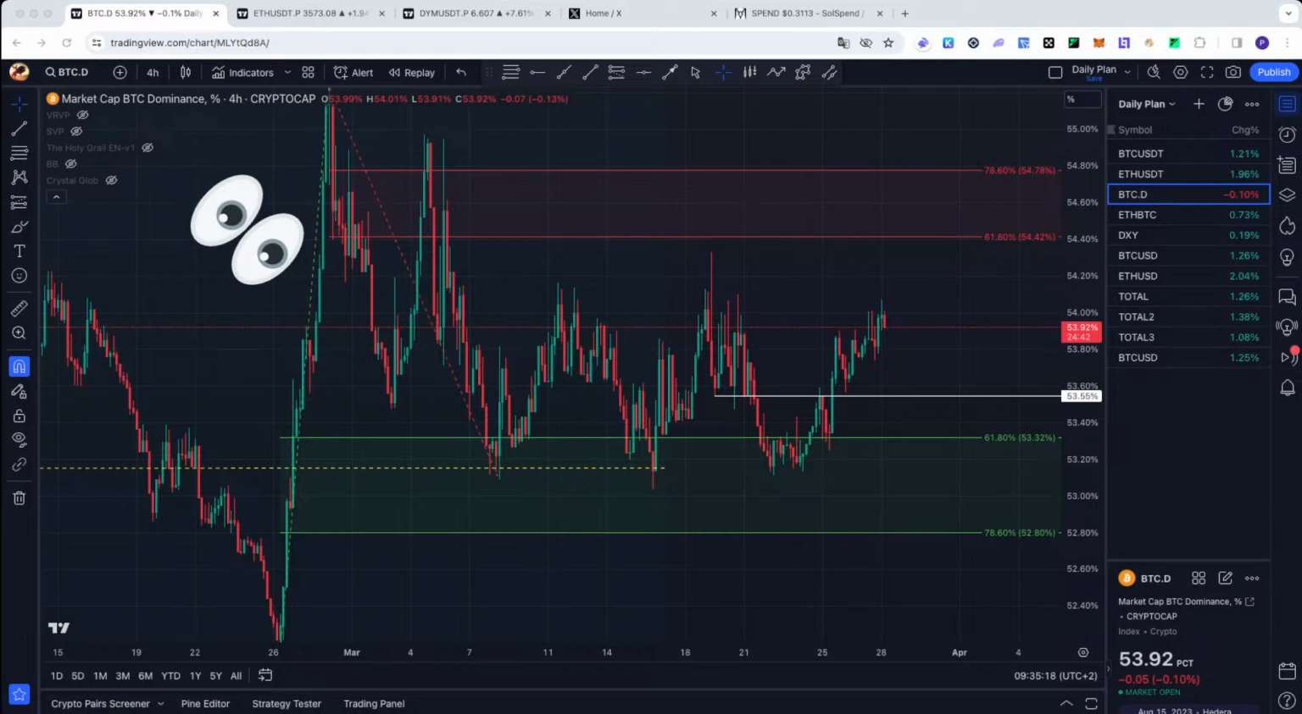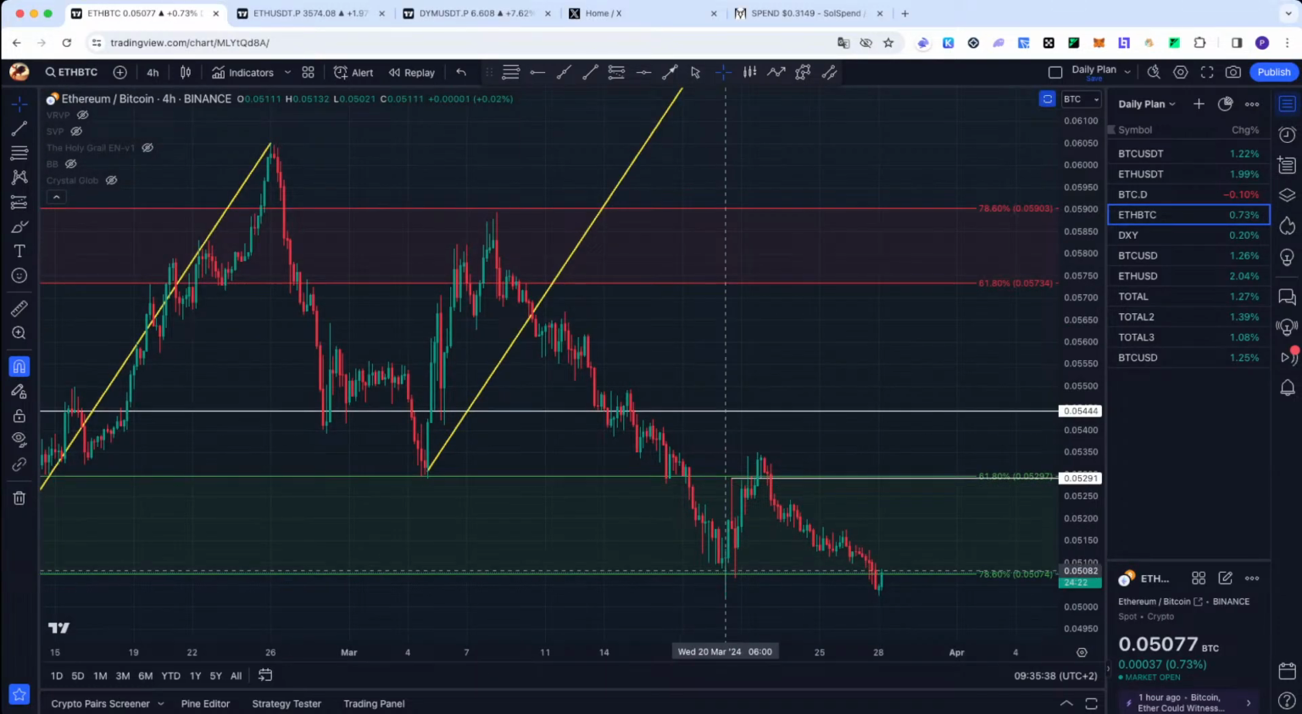But I just don't see that clear direction with Bitcoin dominance. So this chart, Bitcoin dominance doesn't give me an edge at this point in time. Maybe later things will change. Now let's go on Ethereum versus Bitcoin.